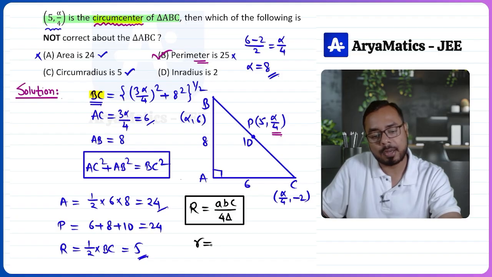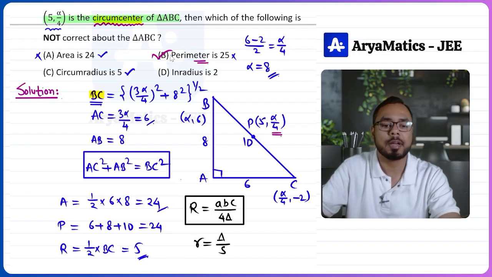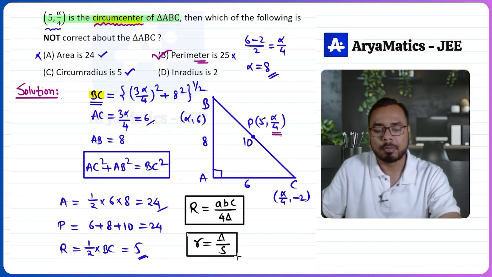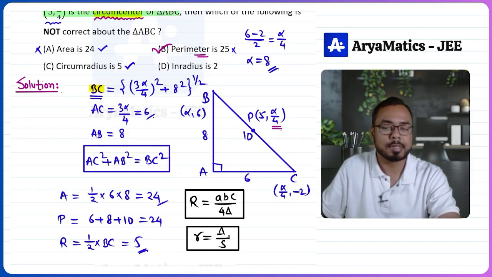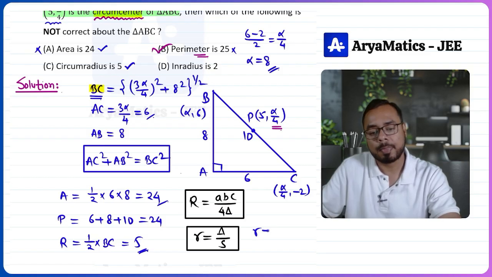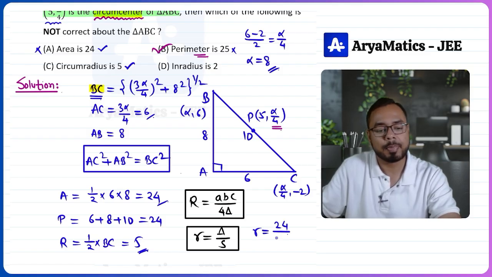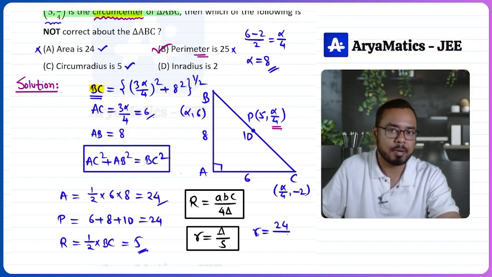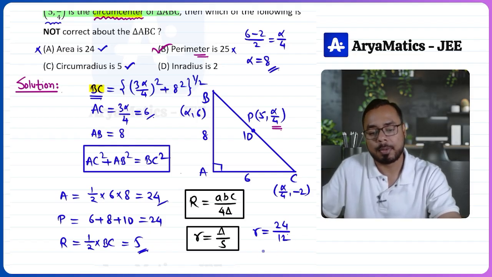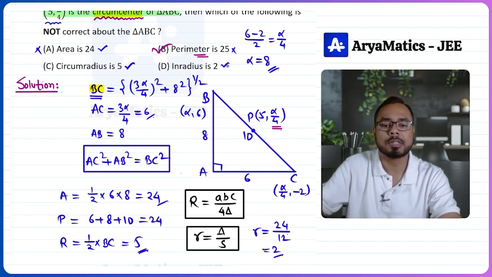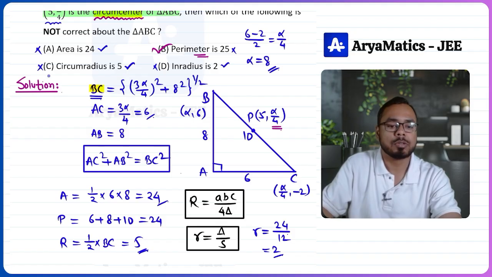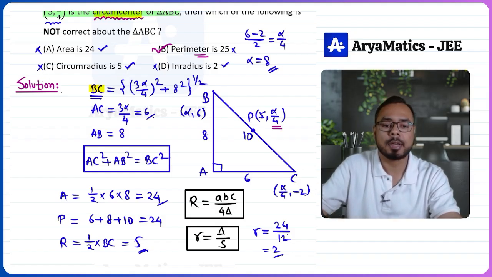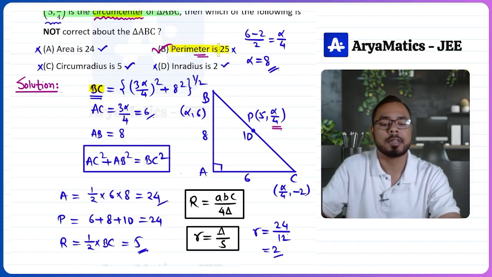And also for inradius, the formula is delta by S, right? This is the formula for finding the radius of the incircle of a triangle: delta by S. So here if you calculate small r, then delta is the area of the triangle, 24, the perimeter was 24, and S is half of the perimeter, the semi perimeter, right? So 24 by 12 will be 2 units. So this one is also a correct option, right? So for this problem, the right answer is that perimeter 25 is the incorrect statement.